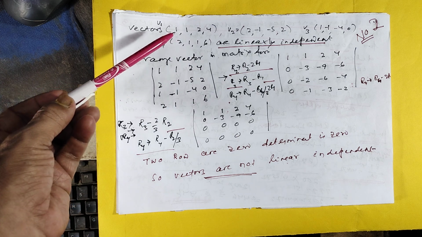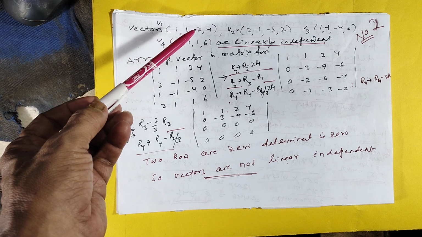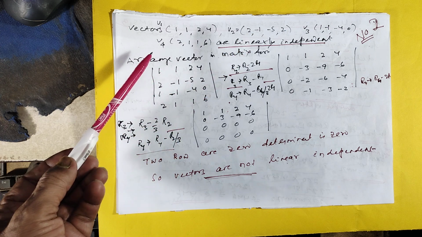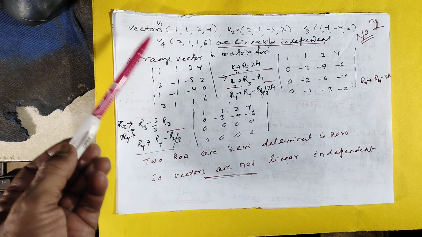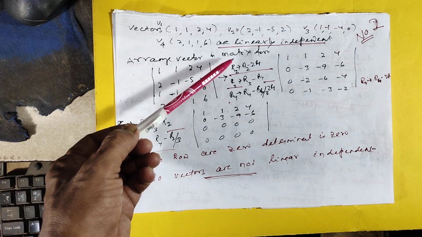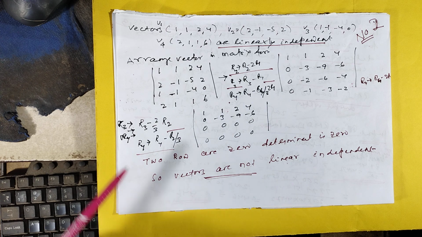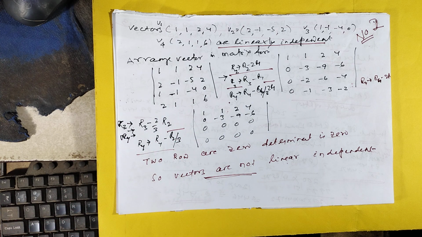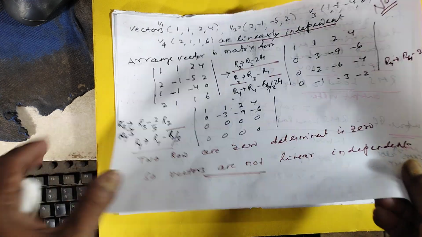Vectors V1 (1, 1, 2, 4), V2 (2, -1, -5, 2), V3 (1, -1, -4, 0), V4 (2, 1, 1, 6). Tell whether they are linearly independent or not. Put in matrix form. Then change R2, R3, R4, then change R3, R4 according to this. Two rows are equal, so the determinant is 0. When the determinant is 0, vectors are not linearly independent.